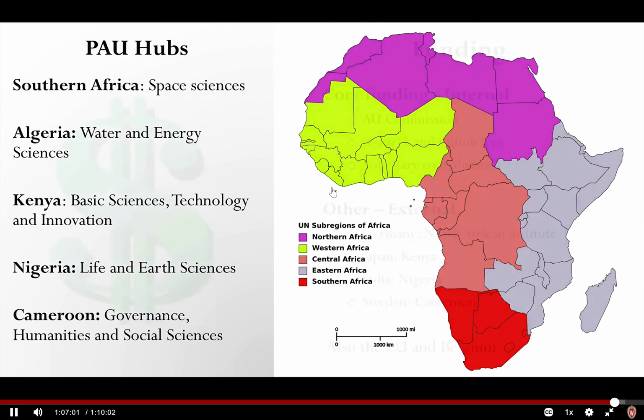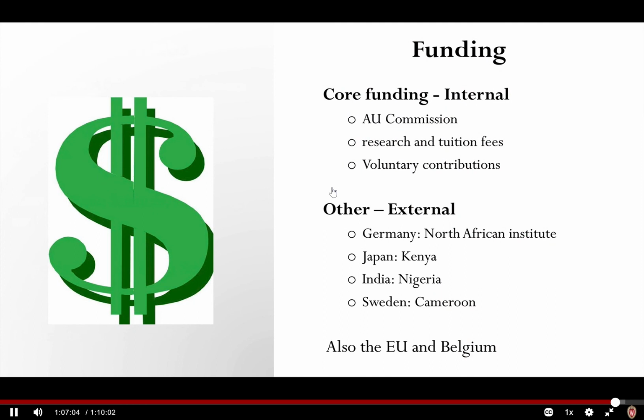But again, a project like this is really limited or confined to a certain agenda, because the funding, though the African Union Commission is committing to fund this and also to generate money from research and tuition fees and other voluntary contributions, there's a significant amount of external funds that obviously often comes with ties to some conditions. So Germany, for instance, Japan, India, and Sweden are all offering to fund this program.